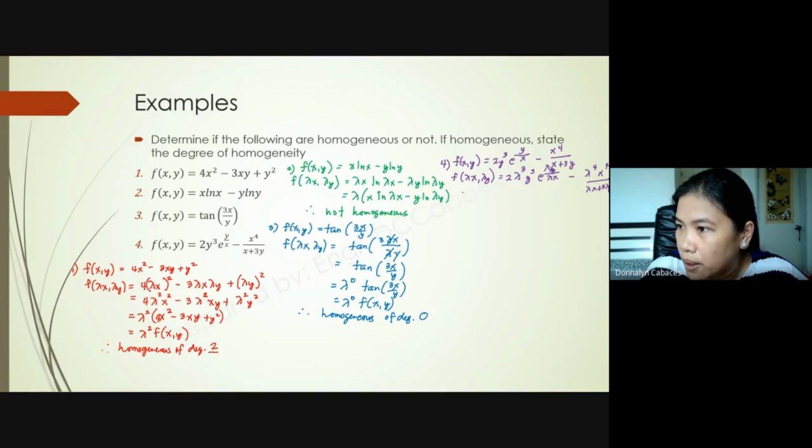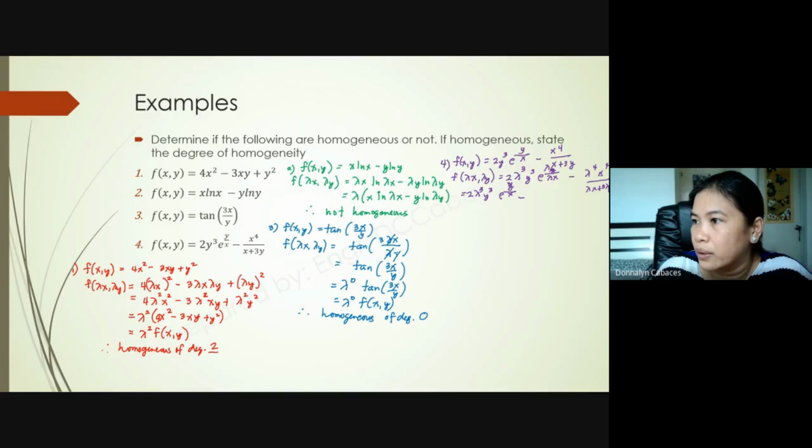So this is now equal to 2λ³y³, and this one is e to the λy over λx, so λ over λ, e to the y over x, minus λ to the 4th times x to the 4th over, common here is λ. So you have here λ to the 4th, x to the 4th over λx plus 3y.